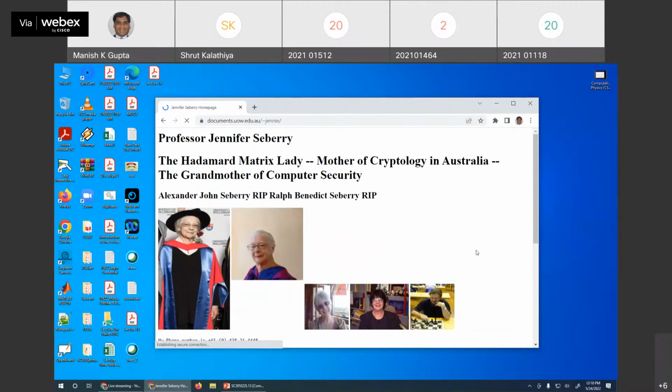So, the Hadamard matrix lady, mother of cryptology in Australia, the grandmother of computer security. Anything in security or cryptography has to go through her in Australia. She's very powerful in cryptography. She's also known as Hadamard matrix lady because Jennifer Seberry has done a lot of work on Hadamard matrices. I think she's retired now.